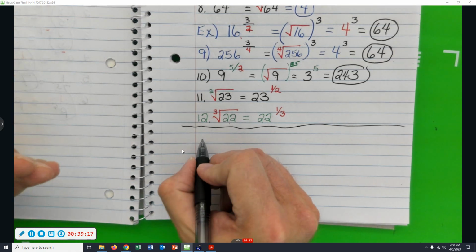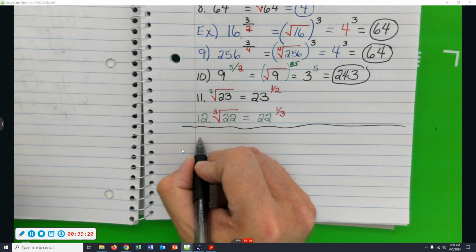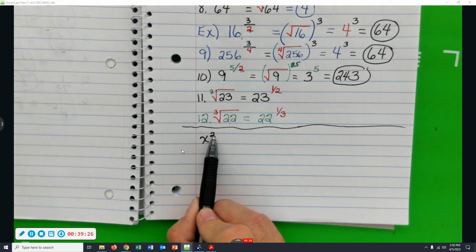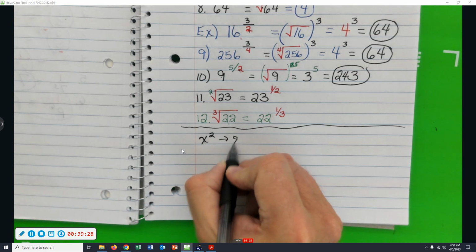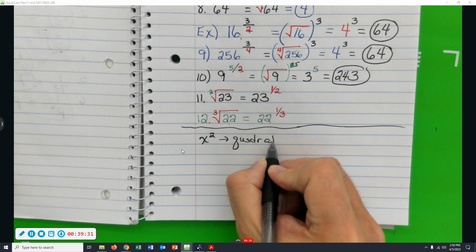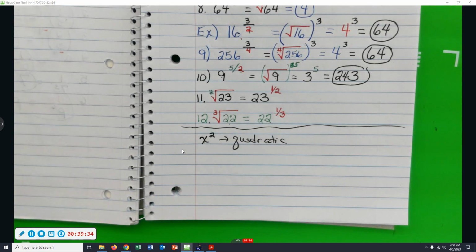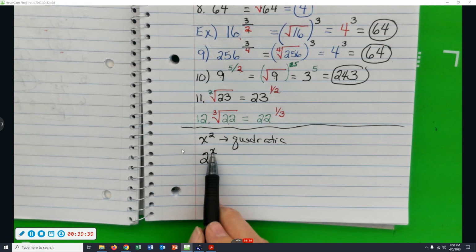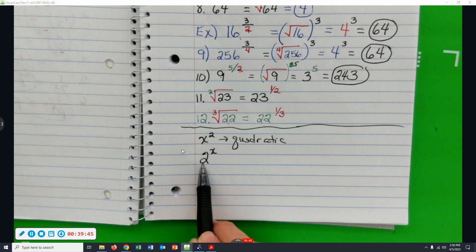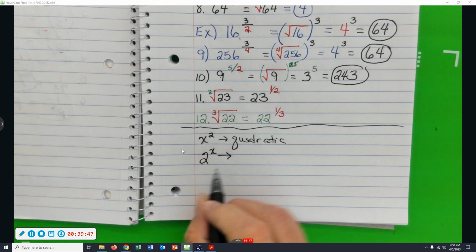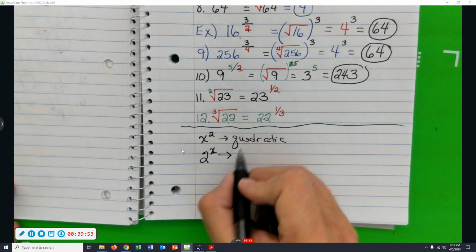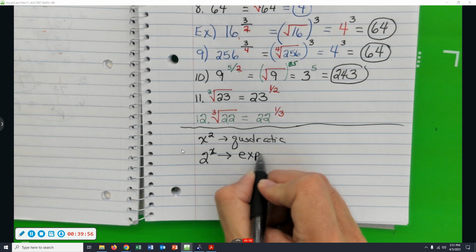This semester we've seen things like quadratic functions and quadratic equations, something like x squared. That would be called quadratic. But up until today, we haven't seen anything where the variable is in the exponent. Notice the difference between x squared and 2 to the x. If the variable is up in the exponent, that's what's called an exponential function.